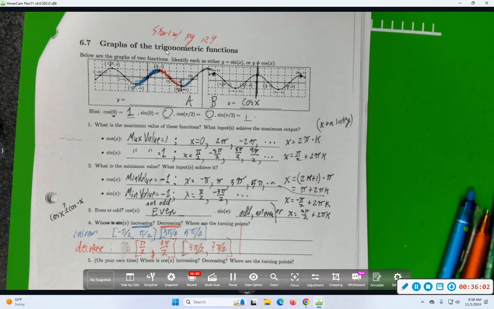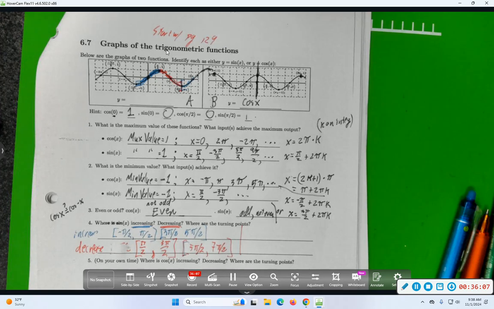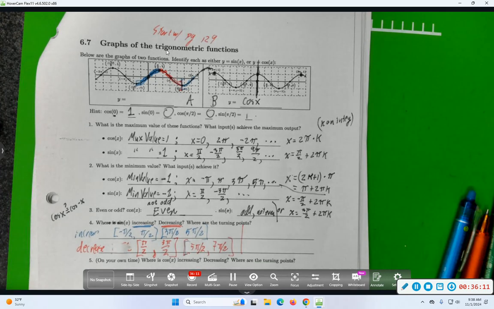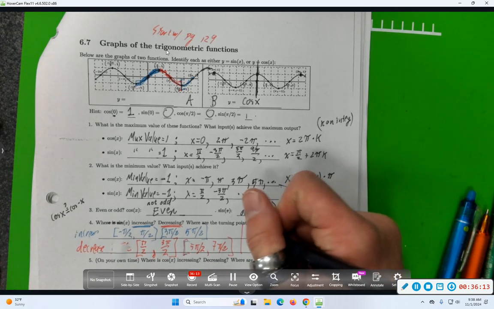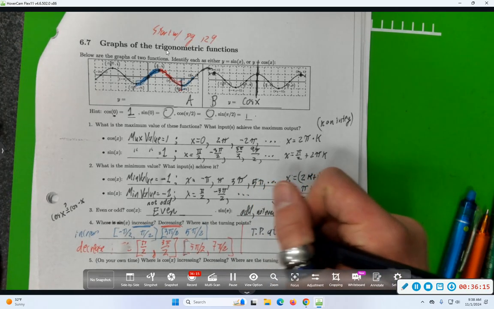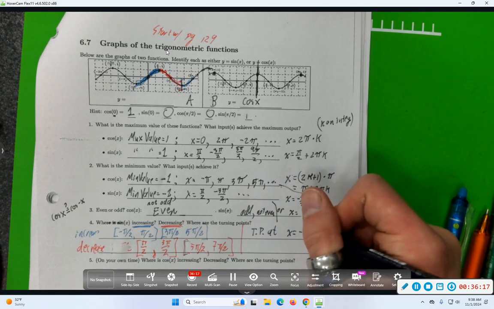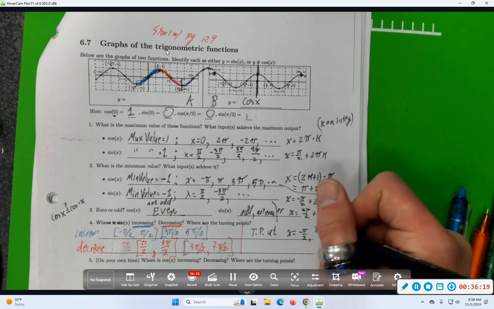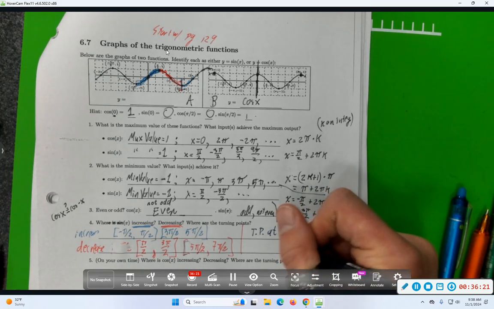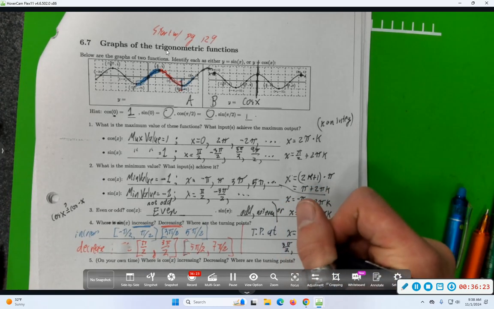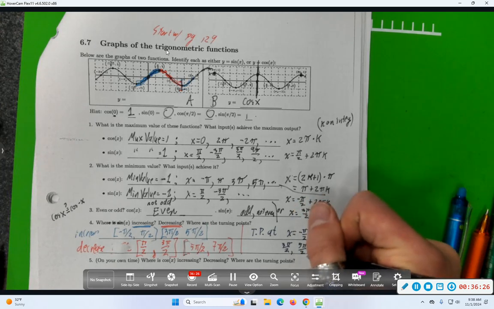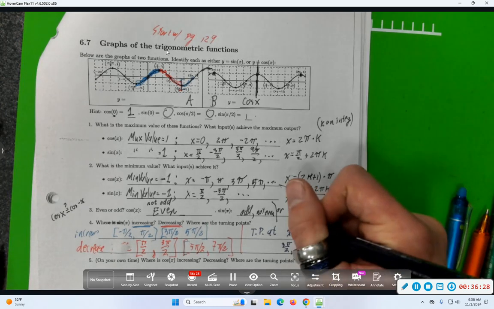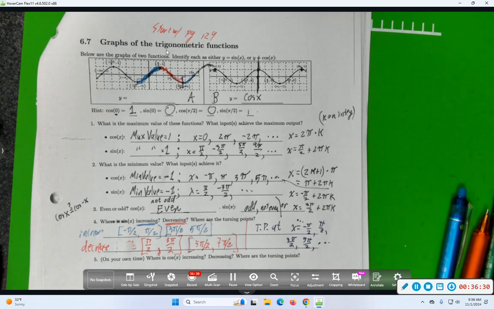Oh, cool. So remember, turning points are places where the graph changes behavior from increasing to decreasing or the opposite. So this is enough information to find a bunch of turning points. Turning points at x equals negative pi over 2, pi over 2, 3 pi over 2, 5 pi over 2, and so on. Does that feel pretty okay?